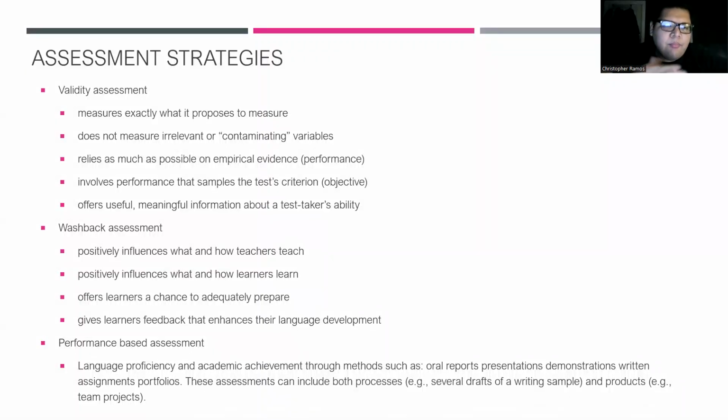And the second bullet point below validity assessment says does not measure irrelevant contaminating variables. The third one says relies as much as possible on empirical evidence, which is performance. And basically we get to measure the performance. Where are they at? What are the parts that we need to work on? How are they doing on these assignments, tests, and basically see their overall performance in the classroom and the ESL pullout. And then involves performance that samples the test criterion, which is the objective. Are they meeting the objective? What is it that they're struggling with on the objective that we may need to change or teach differently?